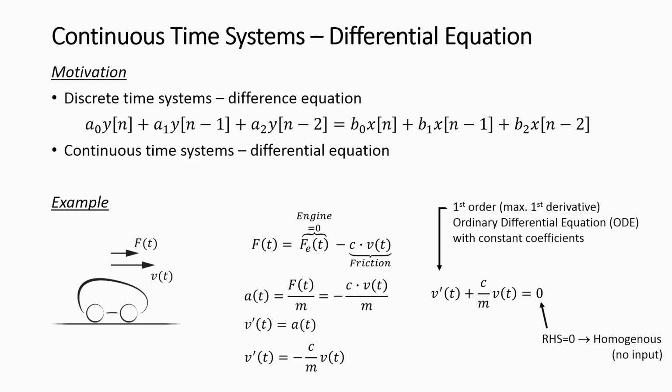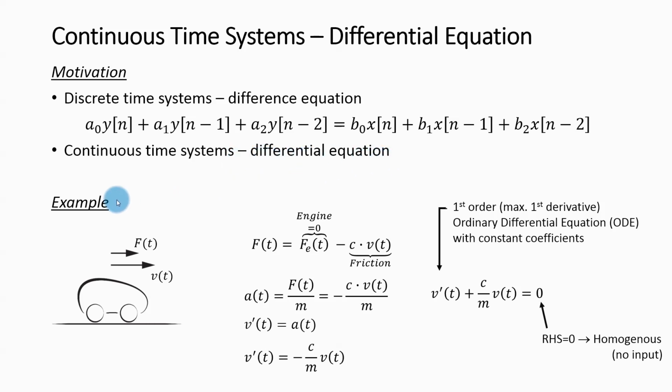Today we will start talking about continuous time systems and how we can describe them with a differential equation. Previously we had discrete systems and those were described using the difference equation. The difference equation gave us a relationship between the input and the output in the time domain. For continuous time systems, we need something similar, and it will be the so-called differential equation.